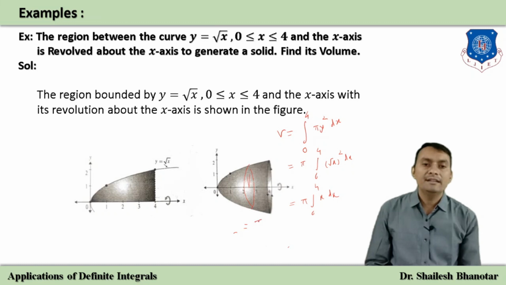Whenever you integrate, you get pi into x squared by 2 from 0 to 4. So pi into, with x equal to 4, you get 16 by 2, that is 8, so you will get 8 pi cubic units, and that will be the volume.